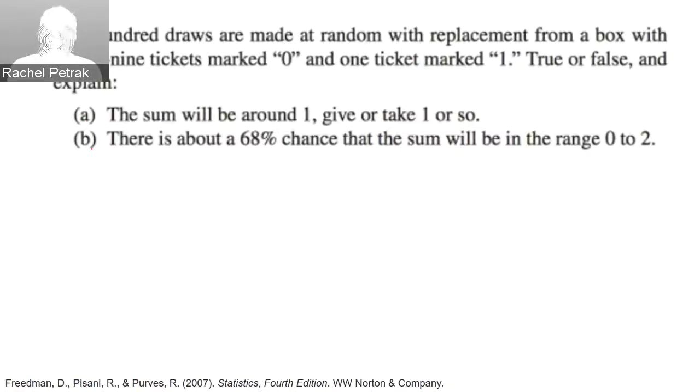Let's look at part 2. There's about a 68% chance that the sum will be in the range 0 to 2. What do you think? It's false. Very good. There's not a 68% chance here. You don't have enough draws to use the normal approximation. Remember, this is just 100 draws. So we just can't use the normal approximation at this point.